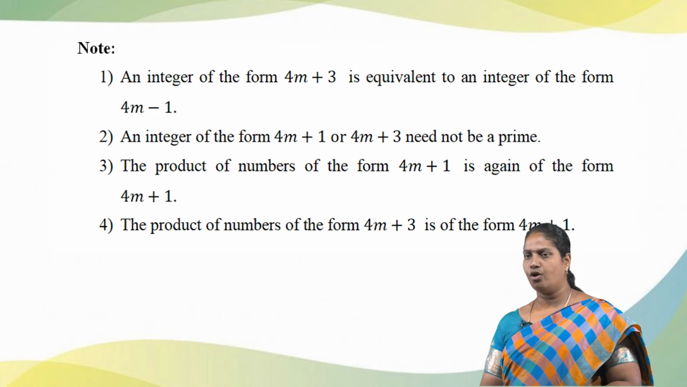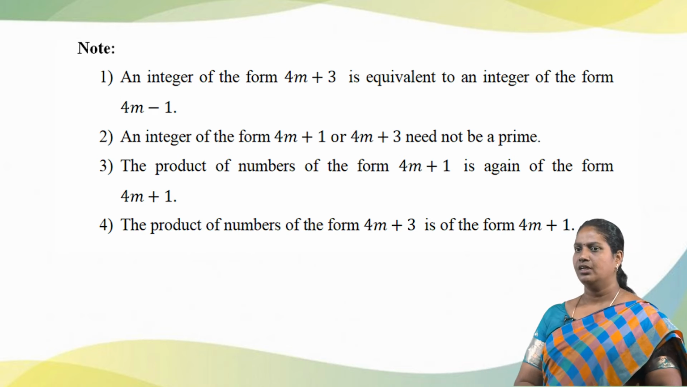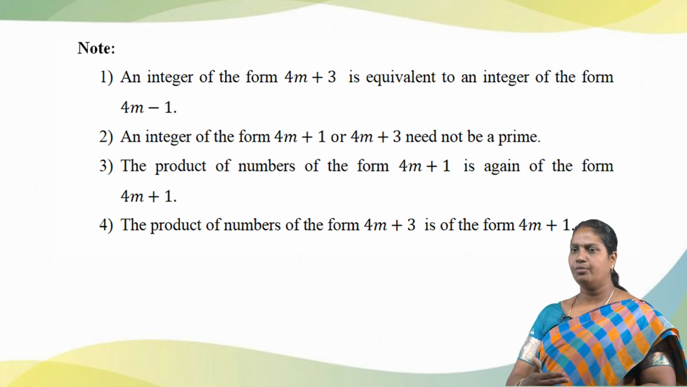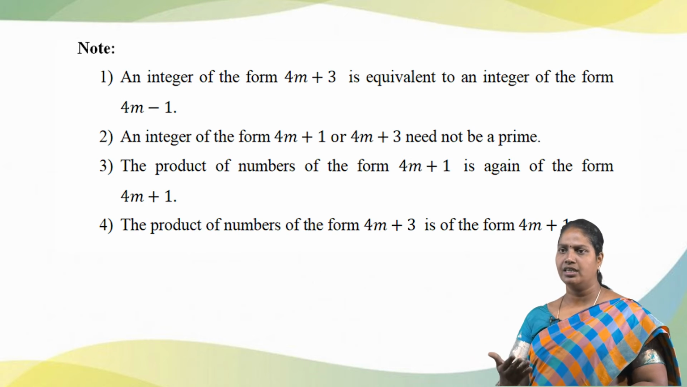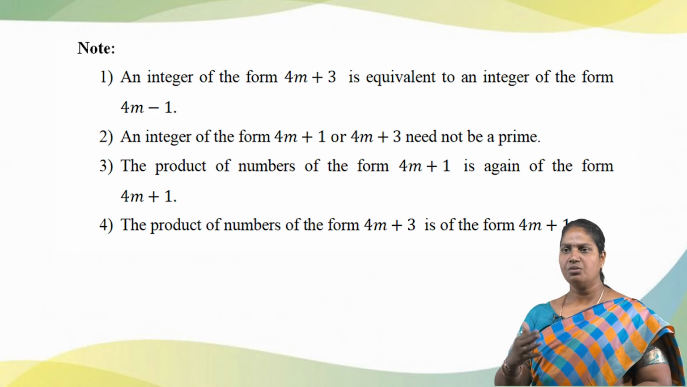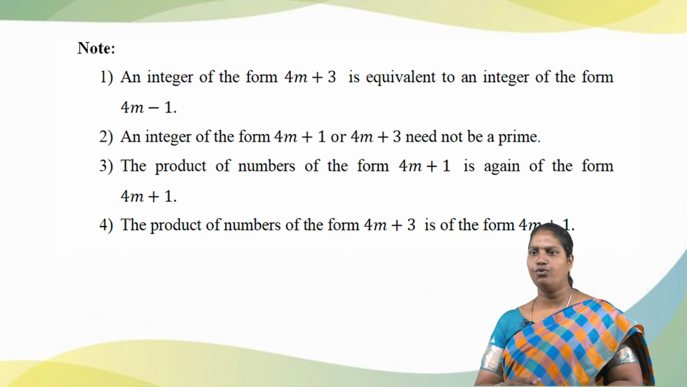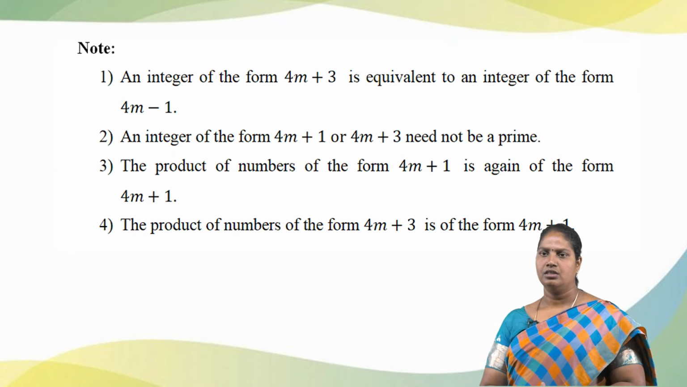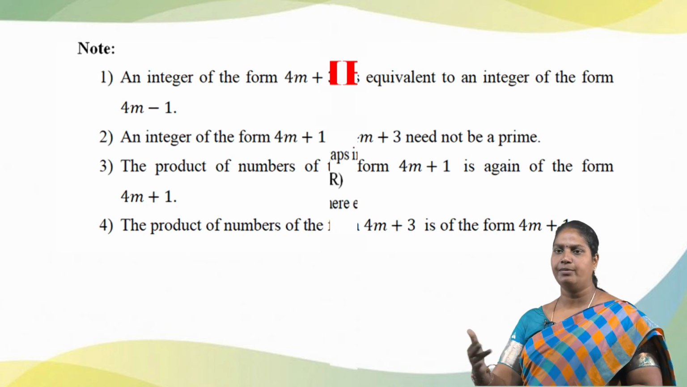An integer of the form 4m plus 1 or 4m plus 3 need not be a prime. As in the 6m plus 1 case, we can substitute m equal to 3 or m equal to 4 or m equal to 1. If we substitute m equal to 2, then 4 2s are 8 plus 1, 9. So it is not a prime number. Similarly, if we substitute some values for m in 4m plus 3, we see that 4m plus 3 for all values of m need not be a prime number. So for certain values only, these forms will represent prime numbers.